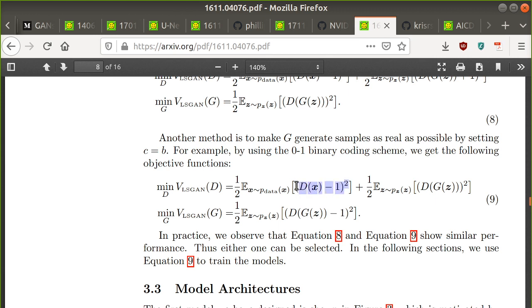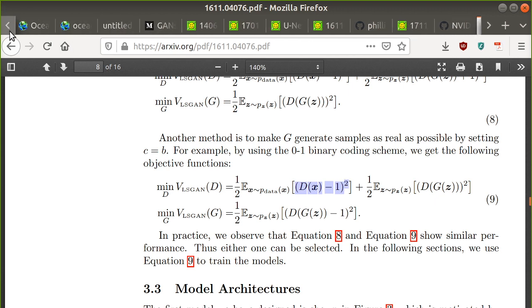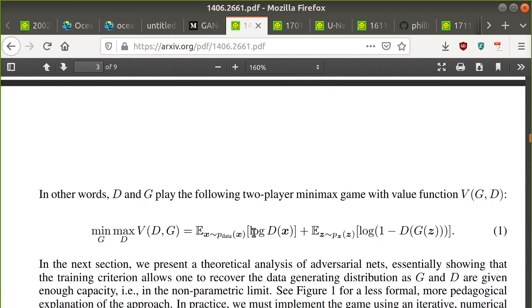And they want it to output exactly 1. It's penalized for being too low. It's also penalized for being too high. So typically what you do to build a discriminator that's going into a function like this, where you're maximizing log D, D would output some number.